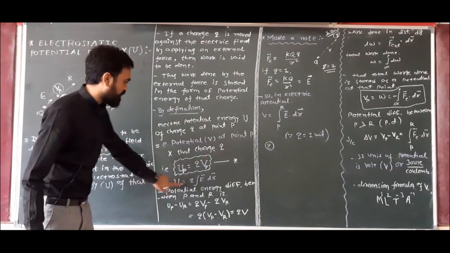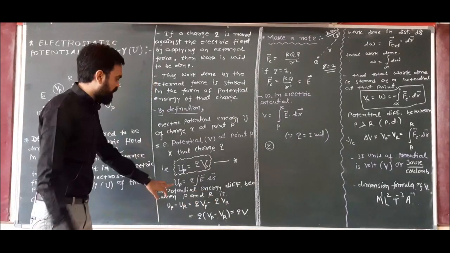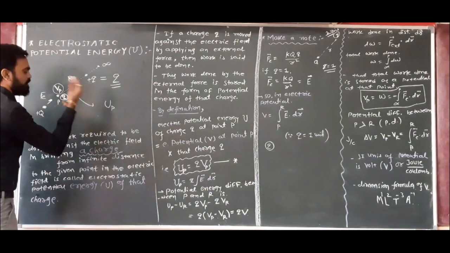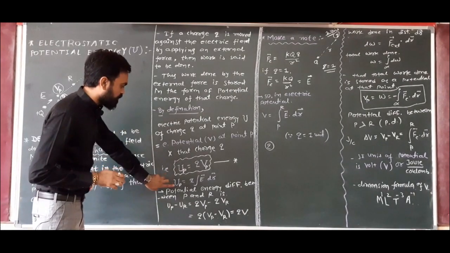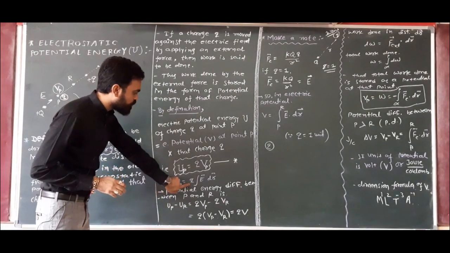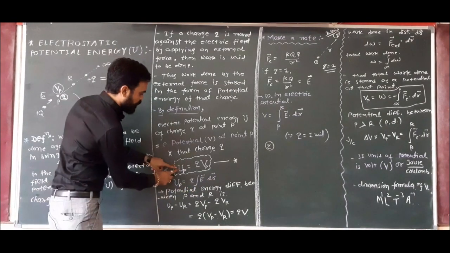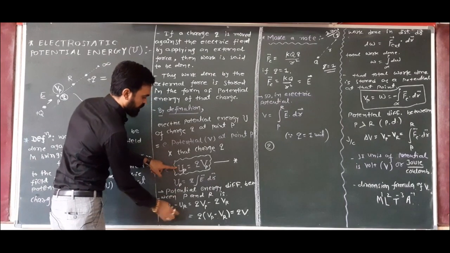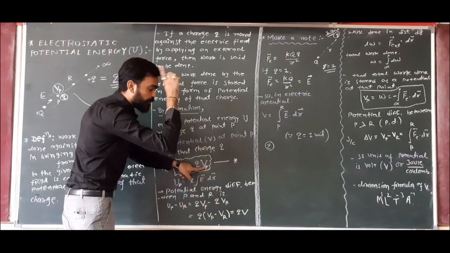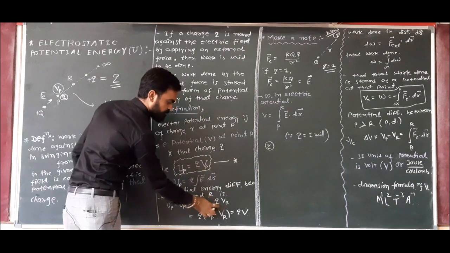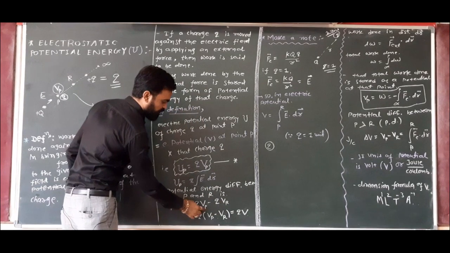Now potential energy difference between point P and R. Let such a point R be given somewhere here. Then how do we find potential energy at the point R? In the similar manner, UR is equal to Q into integration E into dr. Now take the difference, right? So UP minus UR is equal to QVP minus QVR. You getting my point, right?